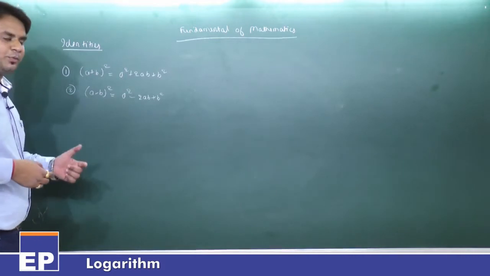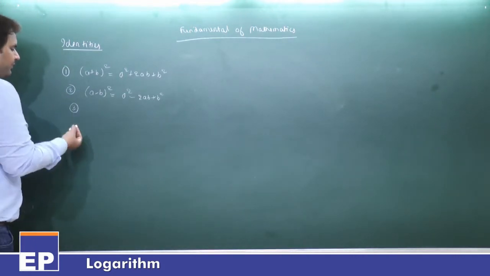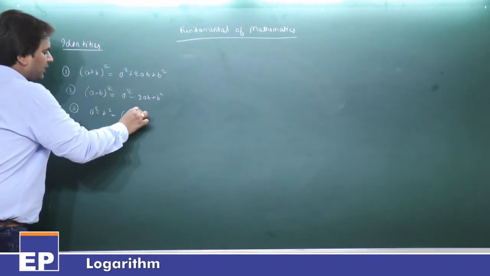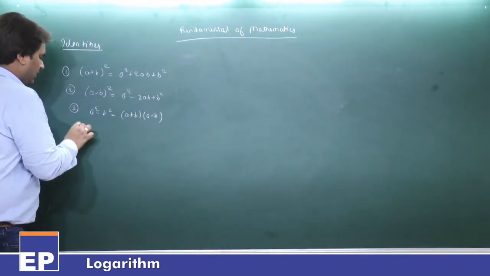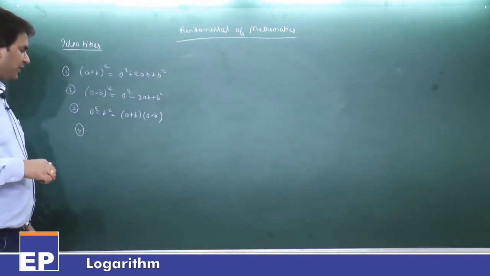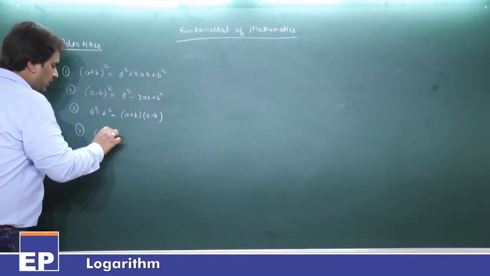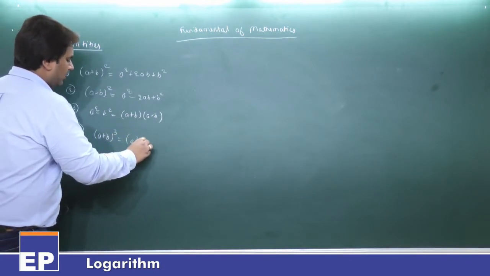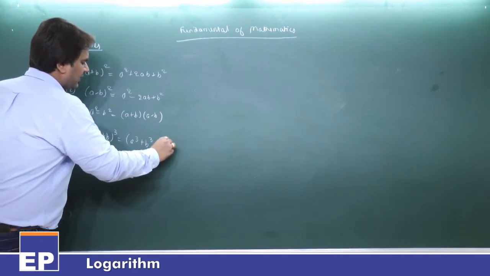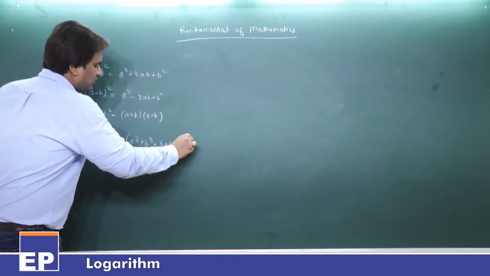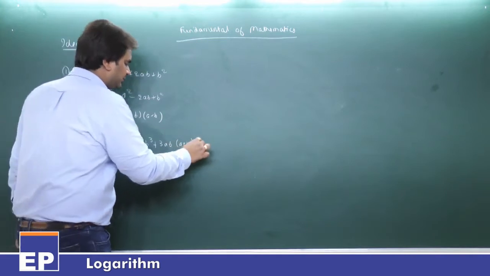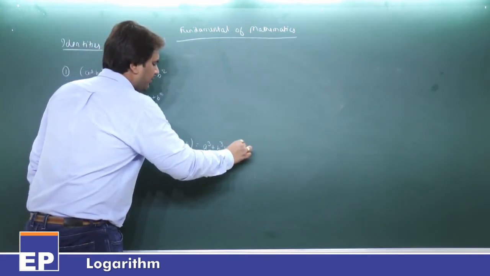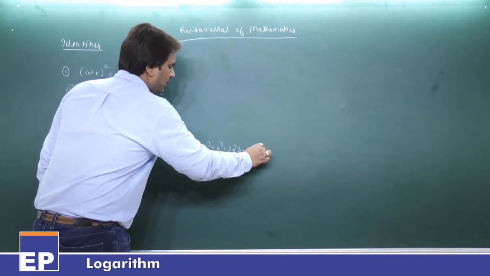I will let you know all the formulas. Write down the third formula. a square minus b square is equal to (a plus b) into (a minus b). The fourth formula is (a plus b) whole cube, which is equal to a cube plus b cube plus 3ab into (a plus b), or you can write it like this: a cube plus b cube plus 3a square b plus 3ab square.